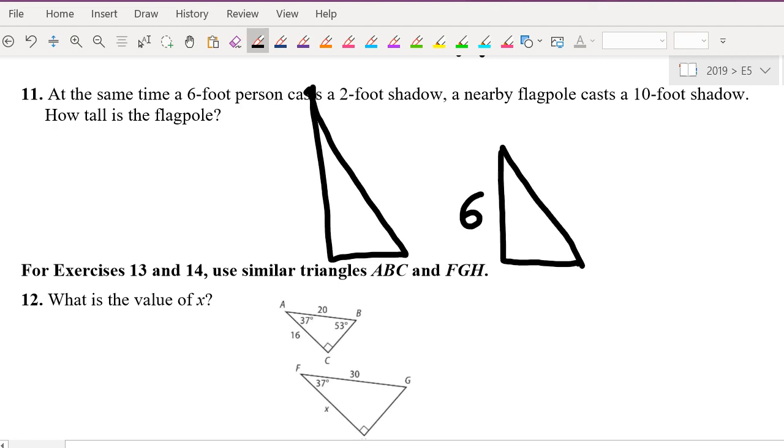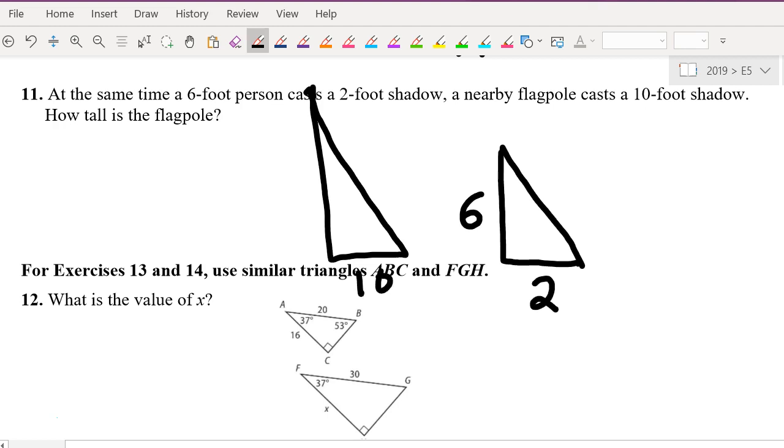And how big is the shadow? 2 feet. All right? How long is the shadow for the flagpole? 10. You need to write that down right there.